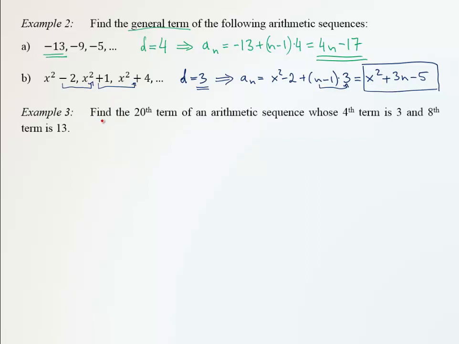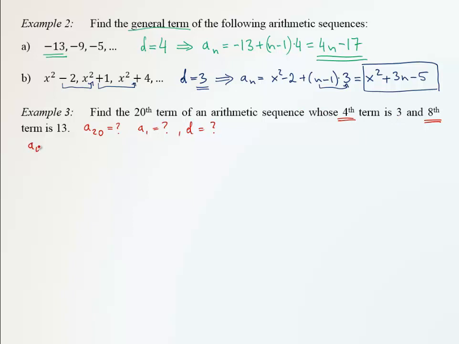And what do we have in the next example? Find the 20th term of an arithmetic sequence whose fourth term is 3 and 8th term is 13. Remember, to find a20, we need a1 and d. So first, let's focus on how to find a1 and d, and then it will be easy to find a20 from the formula for the general term of an arithmetic sequence. What do we know? We know a4 and we know a8. Well, let's write down the equations that come from this information.